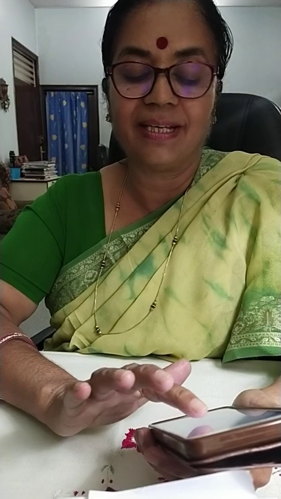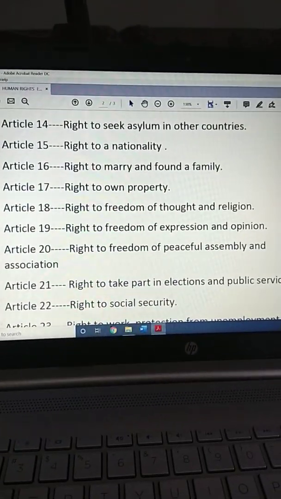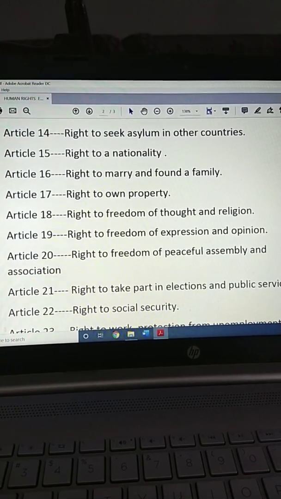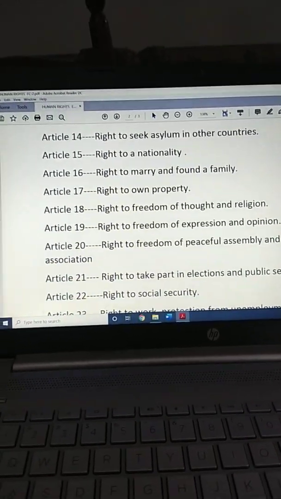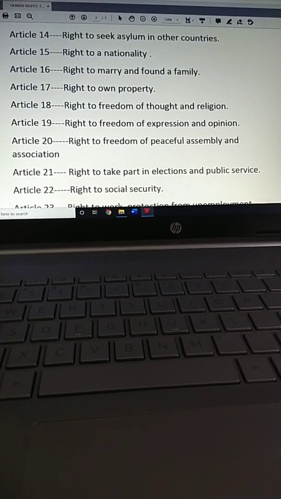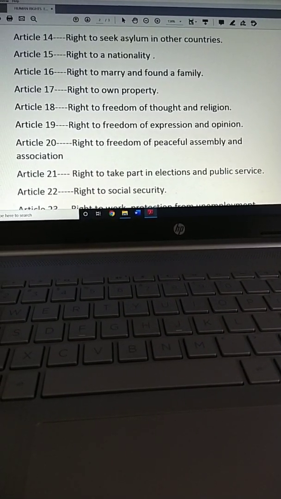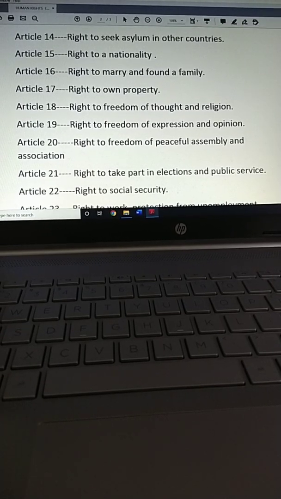Article 14 is about right to seek asylum in other countries. In case of any political disturbance, a person can seek asylum in other countries. Article 15, right to nationality. Everybody has the right to nationality of any particular country. He can choose, he can even change his nationality if he so desires.